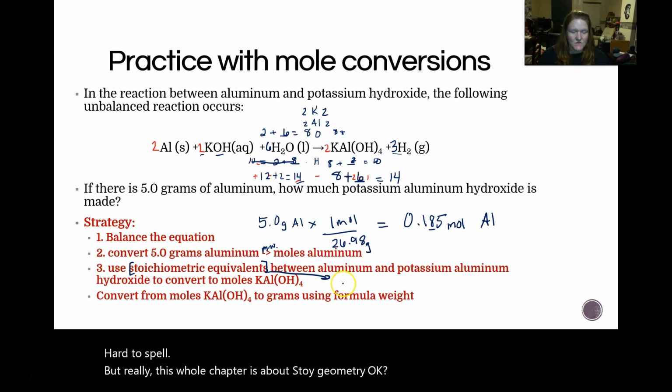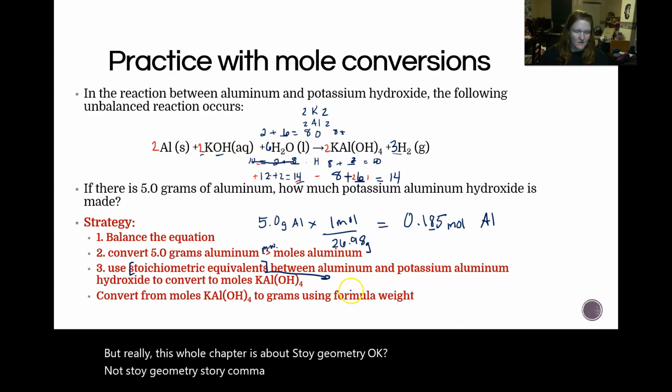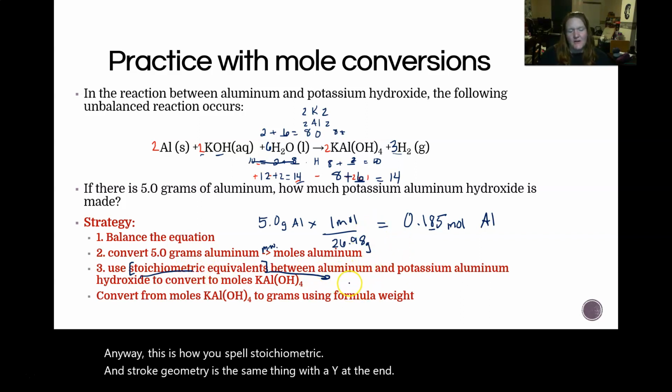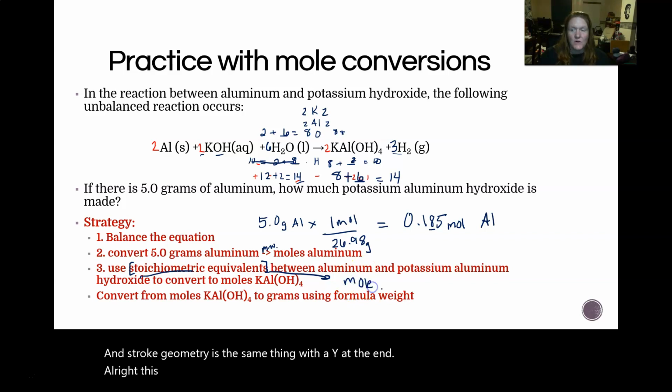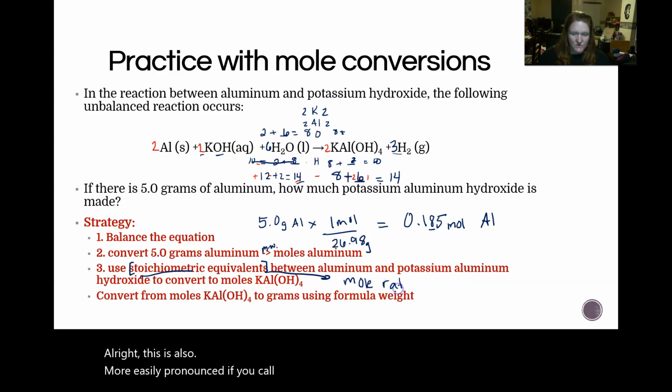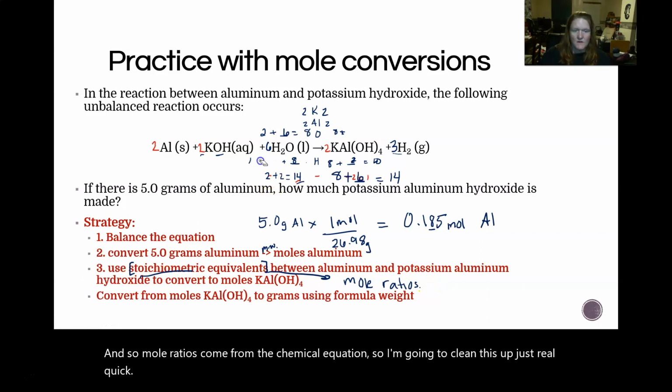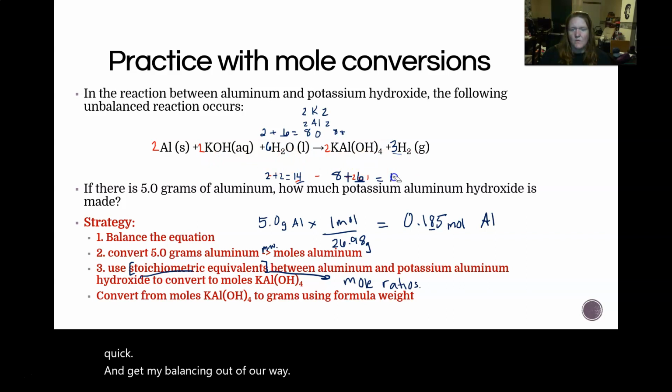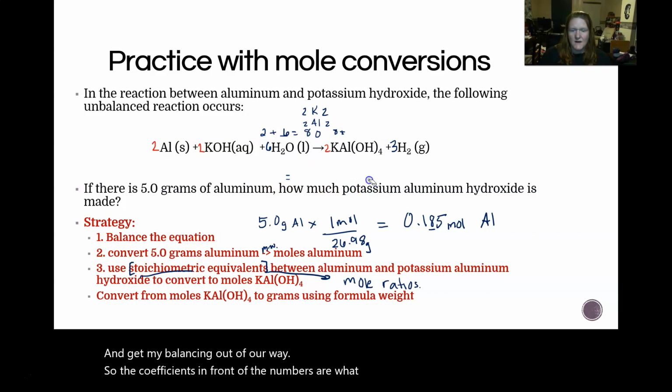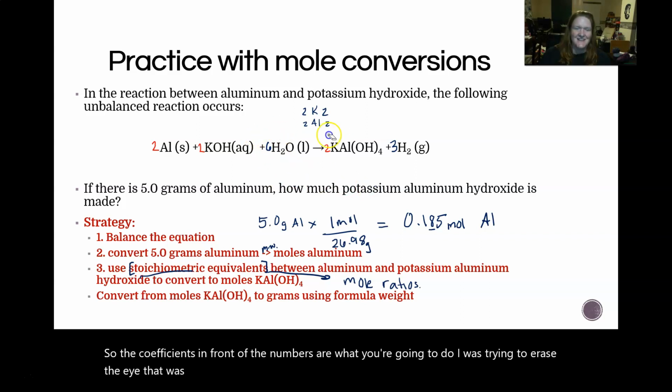Not stoichiometry, okay, whatever. It can't caption that correctly. Anyway, this is how you spell stoichiometric. And stoichiometry is the same thing, but with a Y at the end. All right. This is also more easily pronounced if you call it mole ratios. And so mole ratios come from the chemical equation. So I'm going to clean this up just real quick and get my balancing out of our way. So the coefficients in front of the numbers are what you're going to... I was trying to erase the I. That was funny. Did you see that?